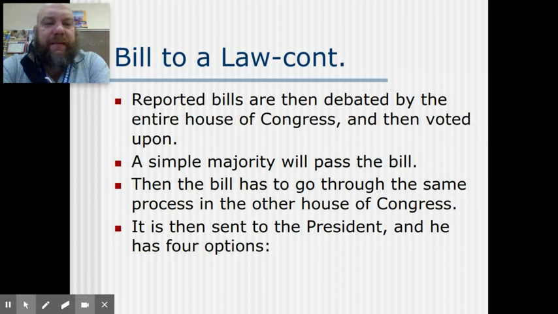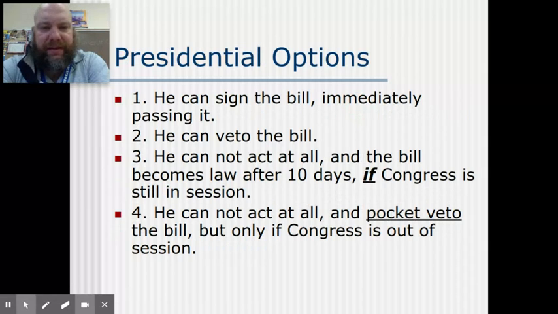But once the same version of the bill is passed in both houses, it goes to the president. The president can do four things. He can sign the bill, or she, if the president's a woman, sign the bill and it immediately passes. He can veto it, stamp it, and say, no, I do not want this bill. Kill it dead. Okay? He cannot act at all, and if Congress is in session, it becomes a law. Okay? He just leaves it sitting on his desk.